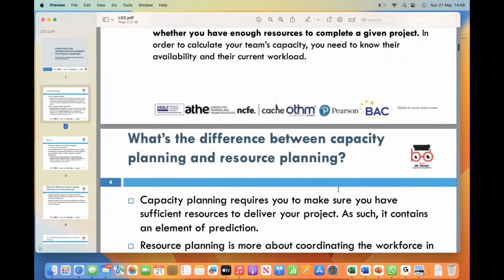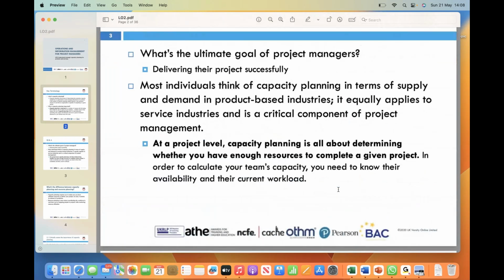Availability refers to the amount of time and effort team members can dedicate to the project. So, this takes into account their existing commitments, such as other projects or responsibilities within the organization. By understanding their availability, project managers can allocate resources effectively and ensure that the project requirements are met.